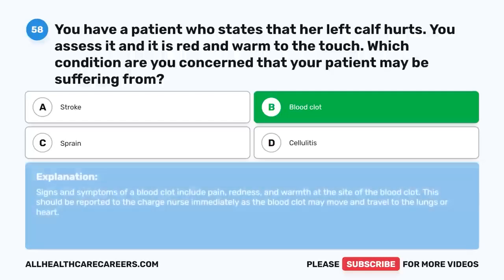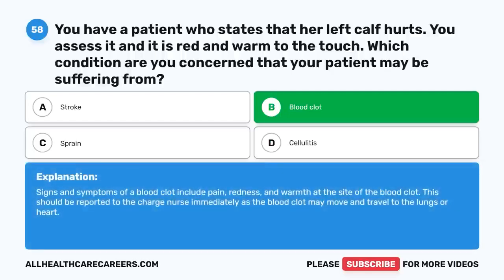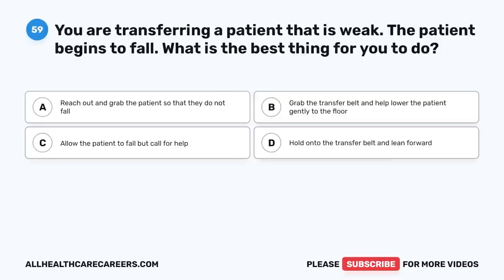Blood clot. Signs and symptoms of a blood clot include pain, redness, and warmth at the site of the blood clot. This should be reported to the charge nurse immediately, as the blood clot may move and travel to the lungs or heart. Question 59. You are transferring a patient that is weak. The patient begins to fall. What is the best thing for you to do?